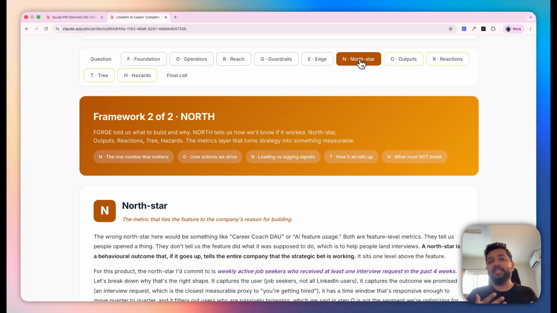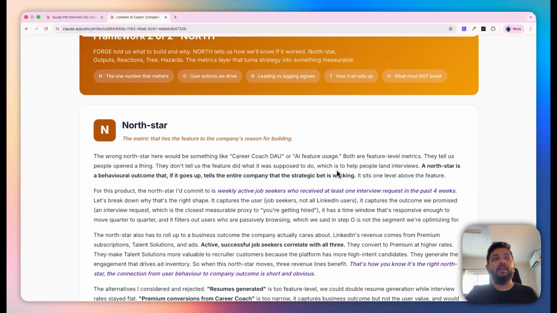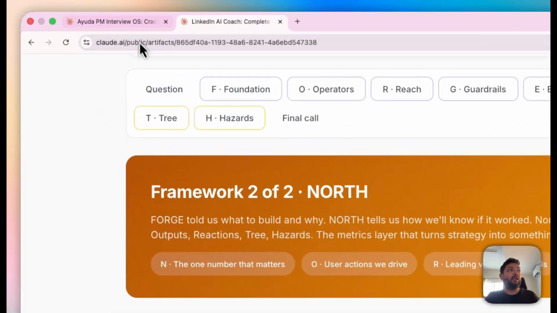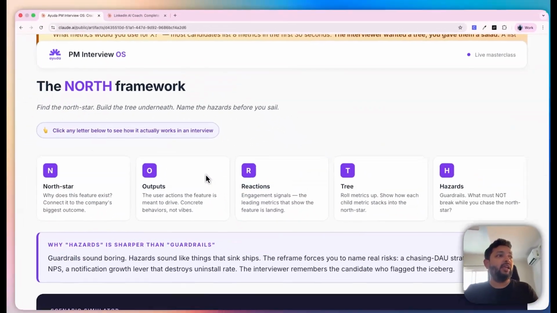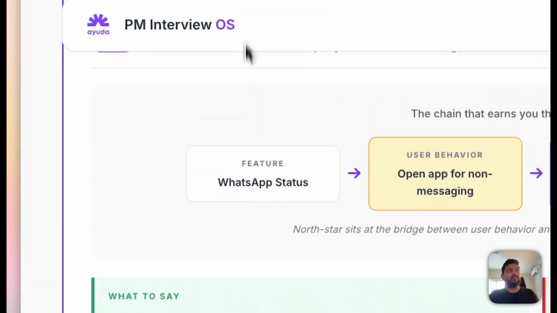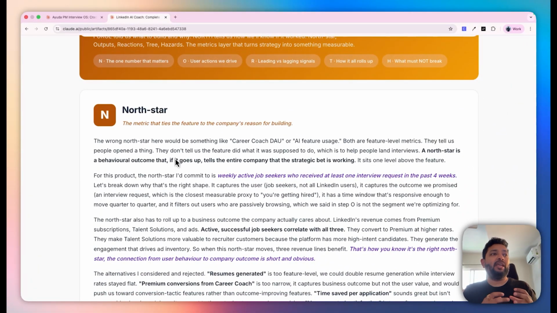So here I have the same framework that we discussed yesterday. I'm going to take this example and talk about it, which is North Star, output, reaction, tree, and hazards. So North Star, you again talk about what is the North Star here, which means that you need to talk about one metric or one goal. Right, you need to talk about one goal and connect it to the company's outcomes, right? So for the LinkedIn AI coach, of course, the thought process would be to figure out what is that one major activity.